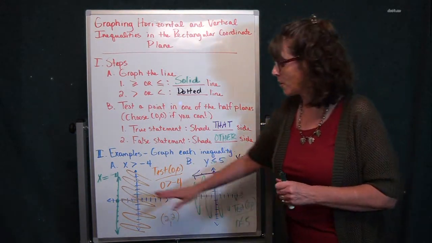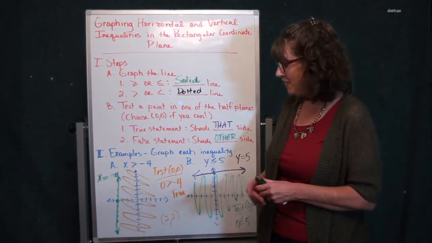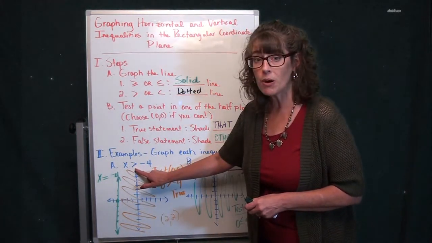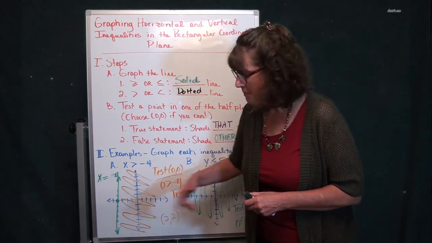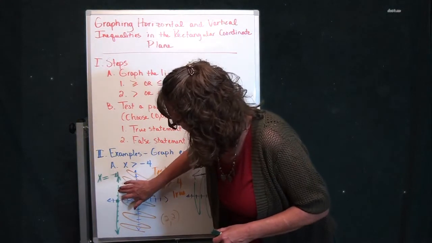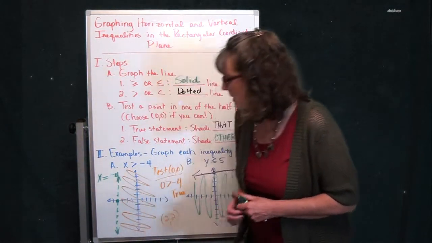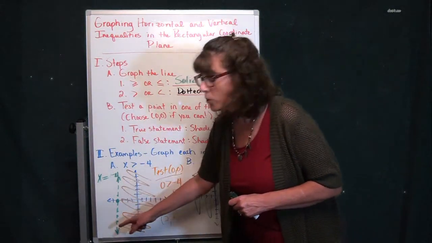And I need to go back up here because I made a huge mistake over here, and I'm terribly sorry about that. Notice there's no equal to part. No equal to part. What's my mistake? That should have been a dotted line. So I need to make this a dotted line. And remember, the important thing about this being a dotted line is that means nothing on here works.